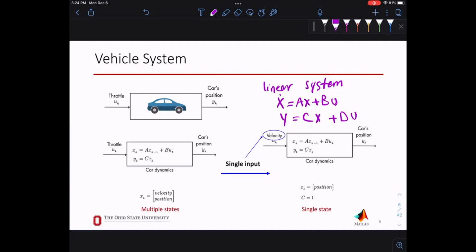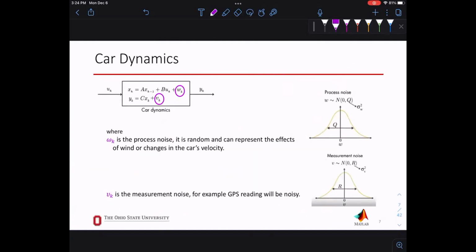So we simplified this example: we're not going with a multi-state system. We have a single state, and we are only focusing on position. And we are using a linear system because we're going to use the Kalman filter, so we can focus on linear systems. Now, you have the core dynamics, so you have the model of the system.